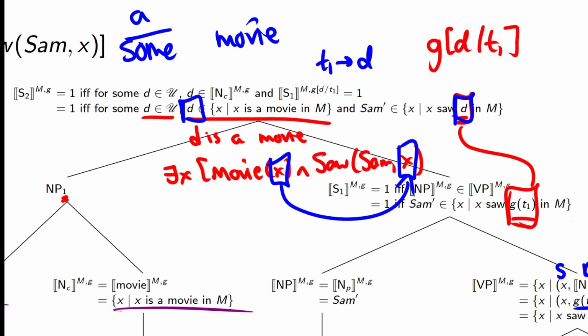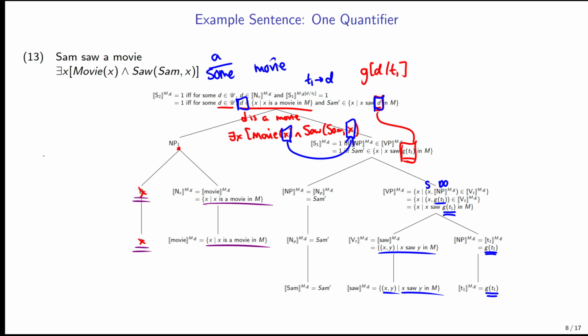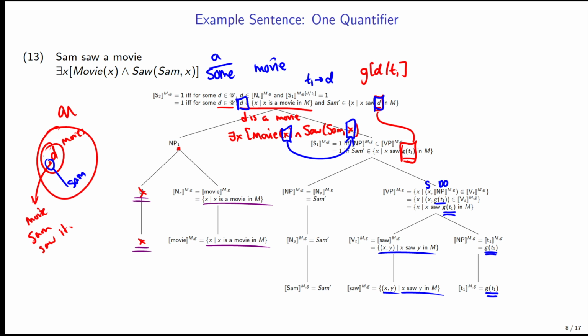So, for instance, think of this visually too. Here's our universe. We're trying to find a particular movie D. So this is a movie, and also it happened to be that Sam saw this particular movie. So that could be one way of looking at it. So you could have a set full of things that are movies, and maybe these are sets of movies that Sam saw, and this D just happens to be in both of those sets.